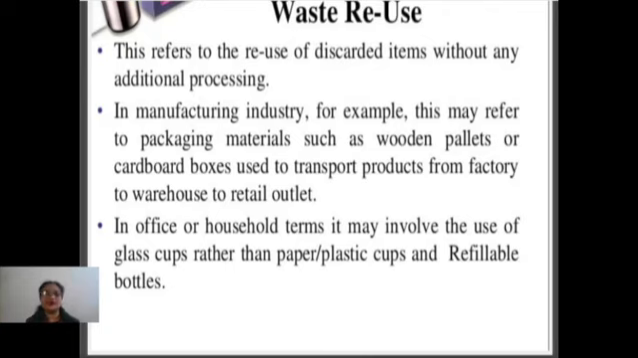In manufacturing industry, for example, this may refer to packaging materials such as the wooden pallets or cardboard boxes used to transport products from factory to warehouse to retail outlets. Then in office or household terms, it may involve the use of glass cups rather than paper or plastic cups, okay, and refillable bottles can be used instead of using the plastic bottles. So these are basically the waste which we have taken as waste, but it can again be reused for some or the other purpose. So this is called waste reuse.